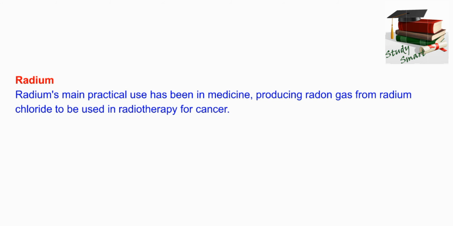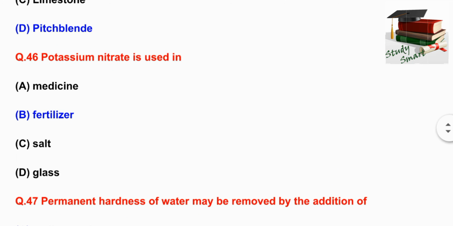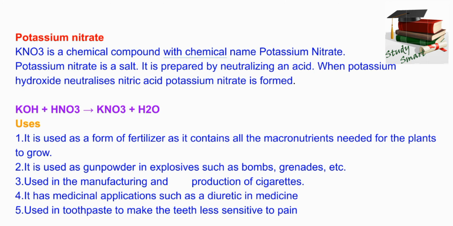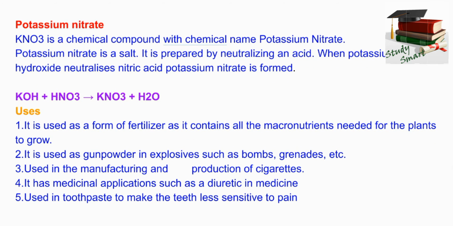Next question, potassium nitrate is used in fertilizer. About potassium nitrate, KNO3 is a chemical compound with the chemical name potassium nitrate. Potassium nitrate is a salt. It is prepared by neutralizing an acid. When potassium hydroxide neutralizes nitric acid, potassium nitrate is formed. This is the chemical reaction: KOH plus HNO3 gives KNO3 plus H2O.